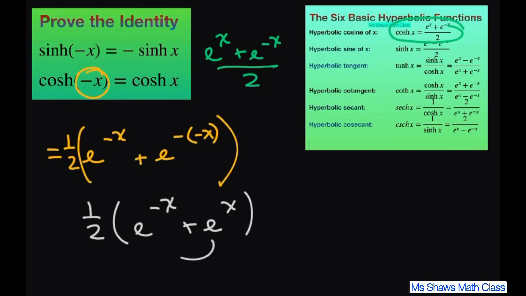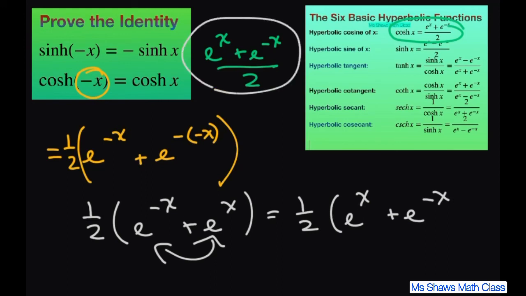And at this stage, I can just rearrange these and get 1/2 (e to the x plus e to the negative x) to make it look like our original again, which proves we got back to our original function. So this one is an even function, just like your regular cosine.